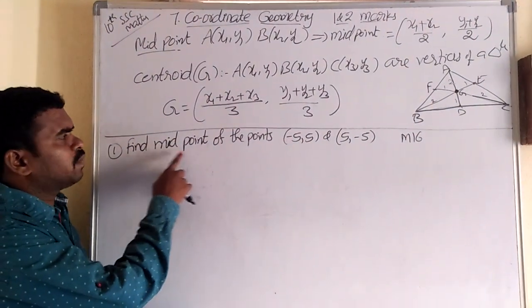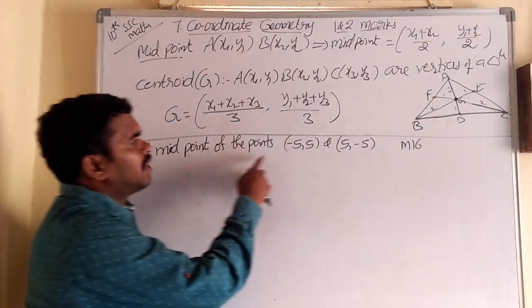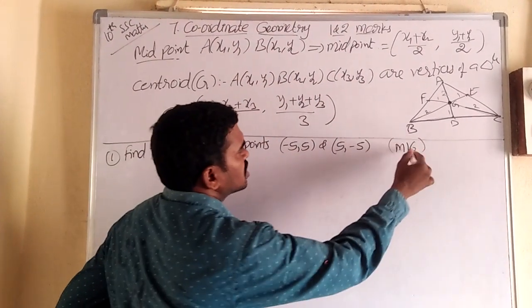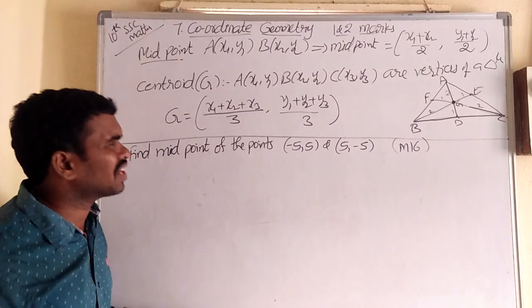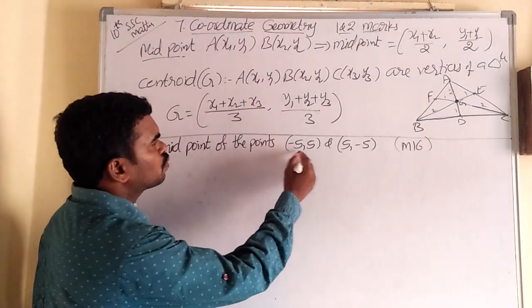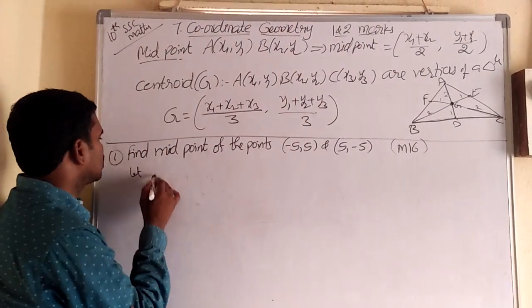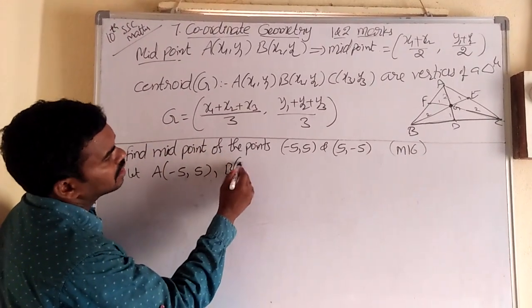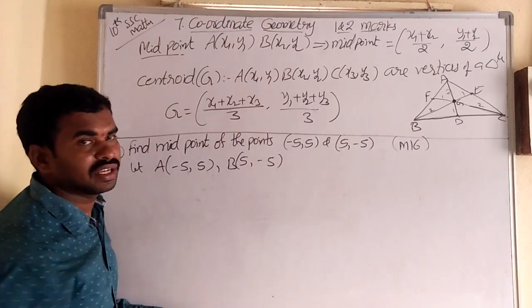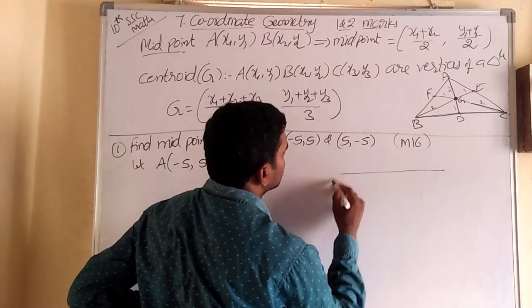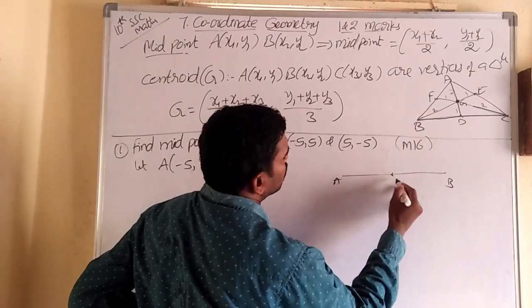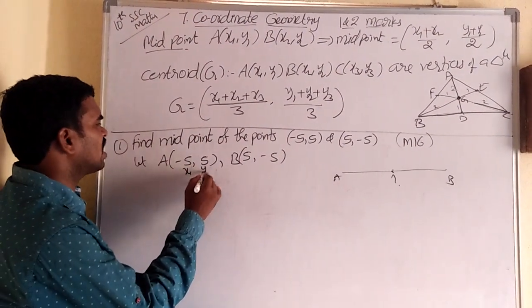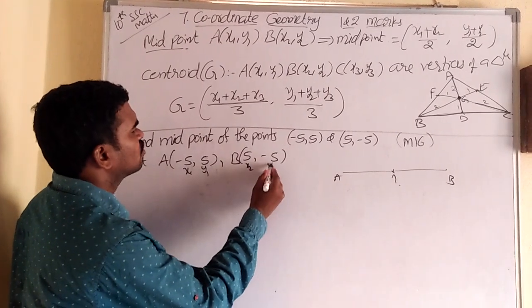Find the midpoint of the points (minus 5, 5) and (5, minus 5). This came in March 16, one more question. This is very simple. Here 2 points are given. Let us take the first as A (minus 5, 5) and the second as B (5, minus 5). It is asking for the midpoint of line segment AB. So I am taking the first as (x1, y1) and the second point as (x2, y2).